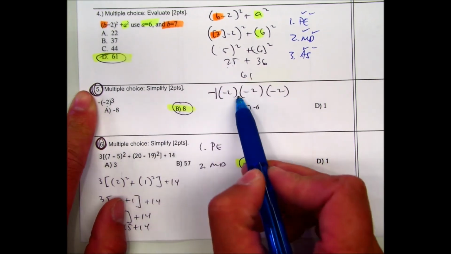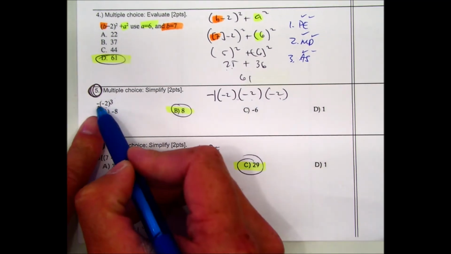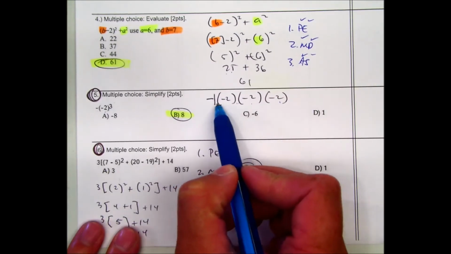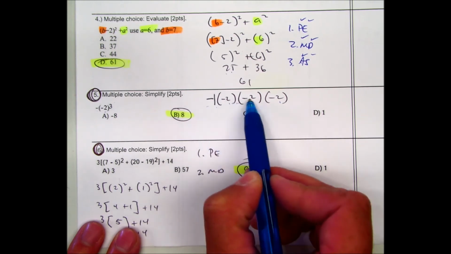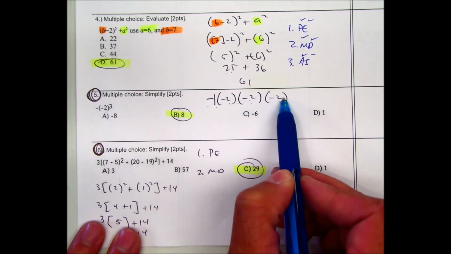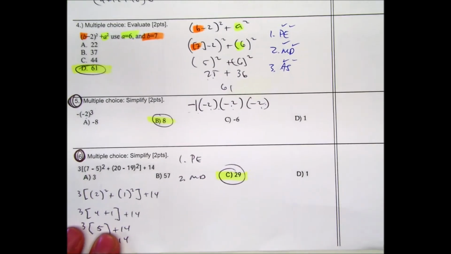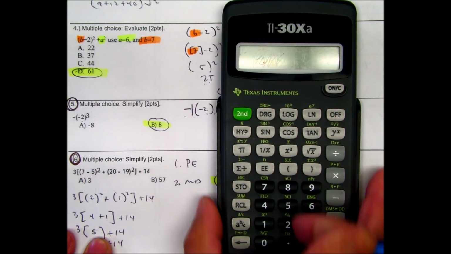So that's negative 2 three times. And this negative sign you can also think of as negative 1. So negative 1 times negative 2 is a positive 2. Times this would be negative 4. Negative 4 times negative 2 is a positive 8. And remember, you can always use your calculator to double check your answer.